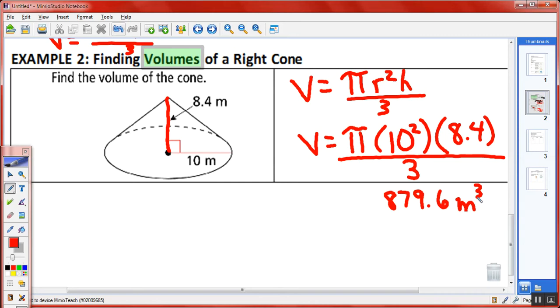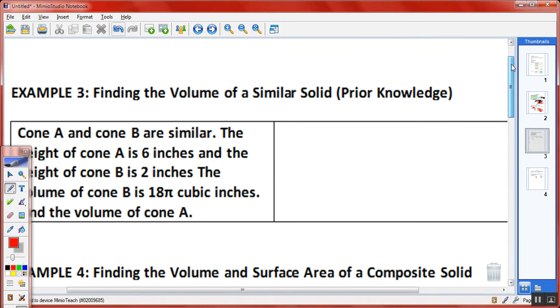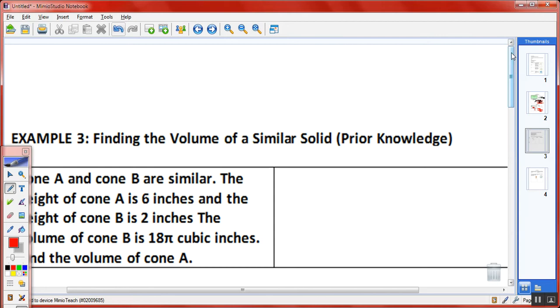Okay. Guys, two formulas. Surface area, pi r squared plus pi r L. Volume, pi r squared h divided by 3. If you don't remember them, where can you find them? They're both in the core concepts there, aren't they? Okay. Let's look at our third page together. We're going to talk about similar solids.